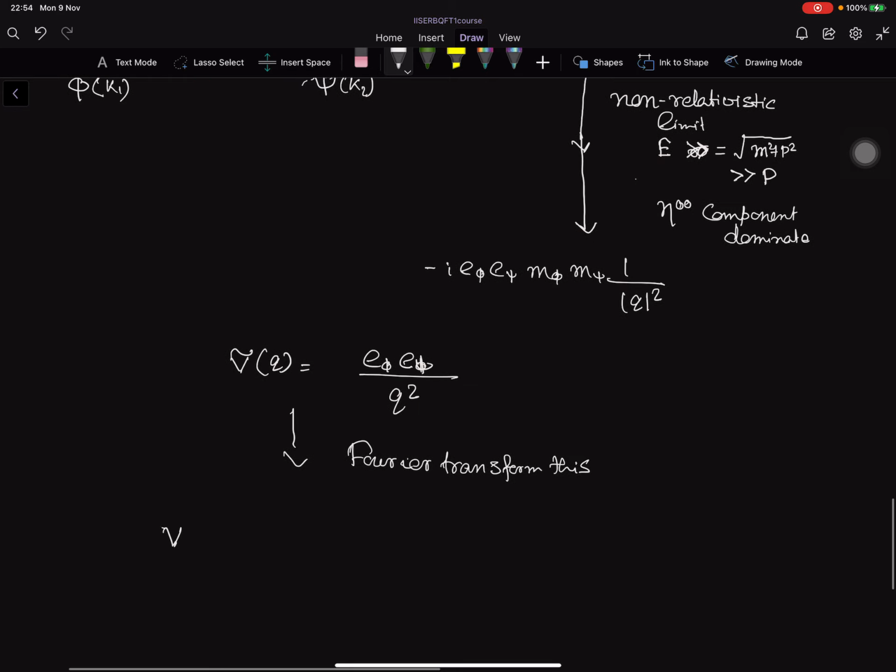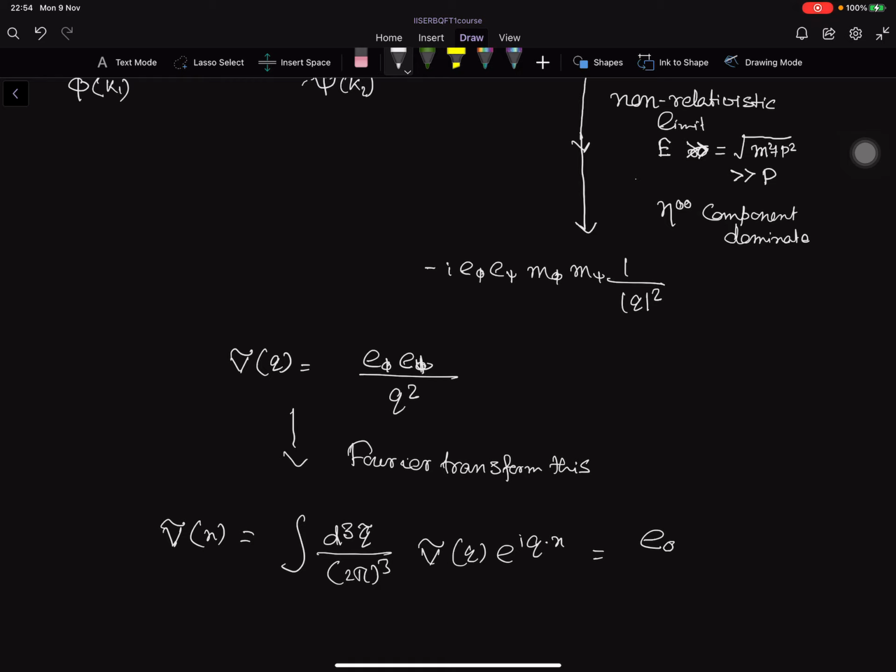And we get the potential V tilde of x, which is just ∫d³q/(2π)³ V tilde(q) exponential i q·x, to be simply e_φ e_ψ over 4πr. So this is Coulomb's law.